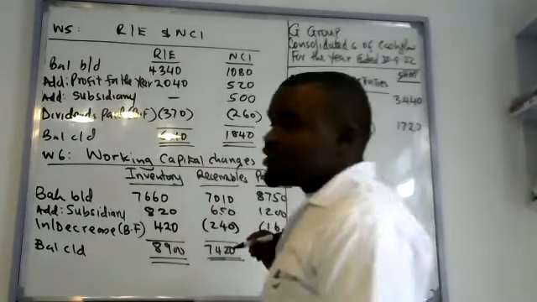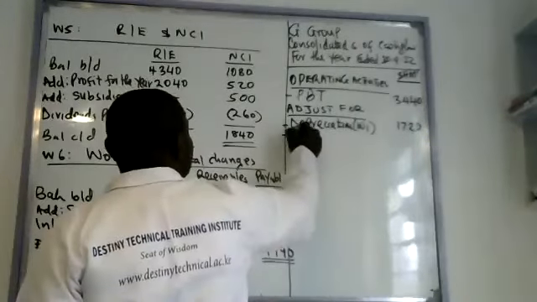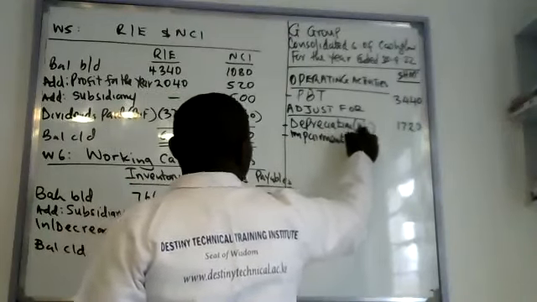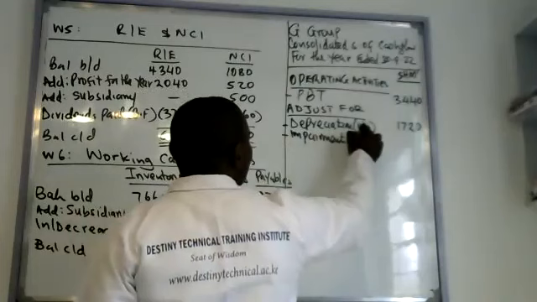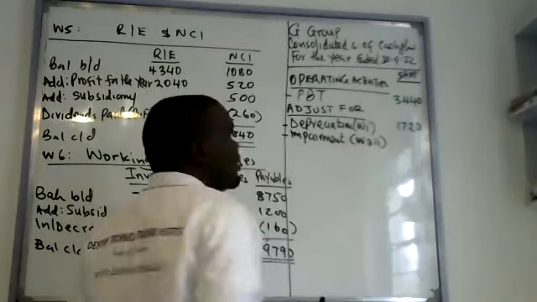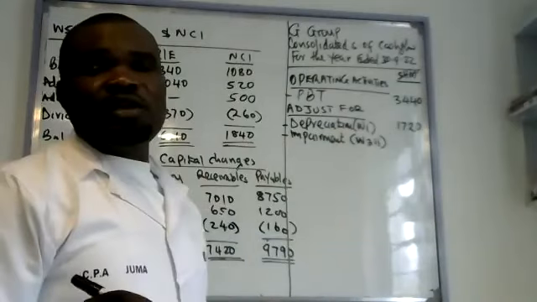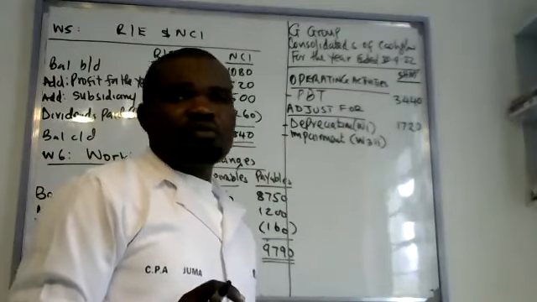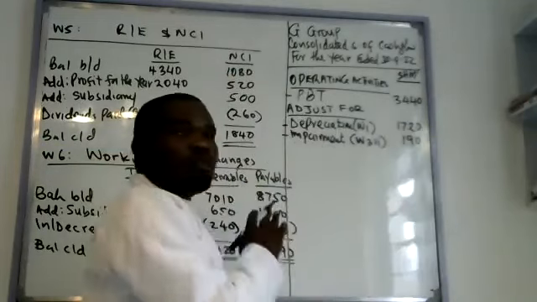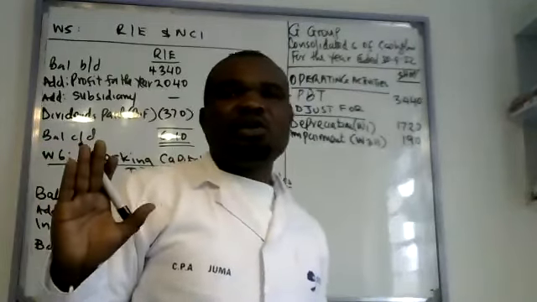Bring the sister. The sister of depreciation is impairment. Impairment, check working 3, 2. How much was impairment? Was it 190? 190. Add it back. Check for any other expense.